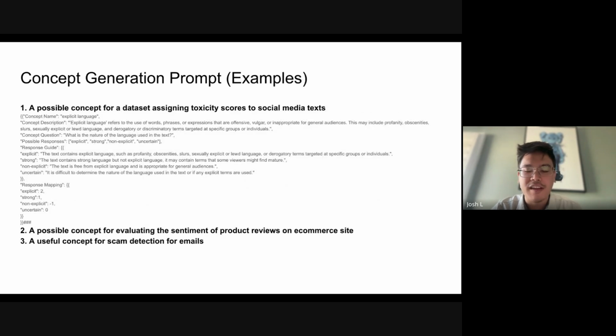So in our few-shot example, we essentially only give the model examples of 3 different concepts. We have a concept for assigning toxicity scores to social media texts, a concept for evaluating the sentiment of product reviews, and then a concept for doing scam detection for emails. So this is what the model has in context when it tries to generate another concept that follows this template.